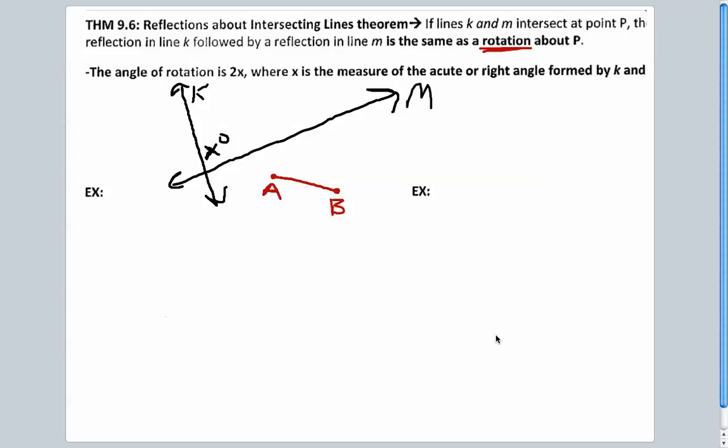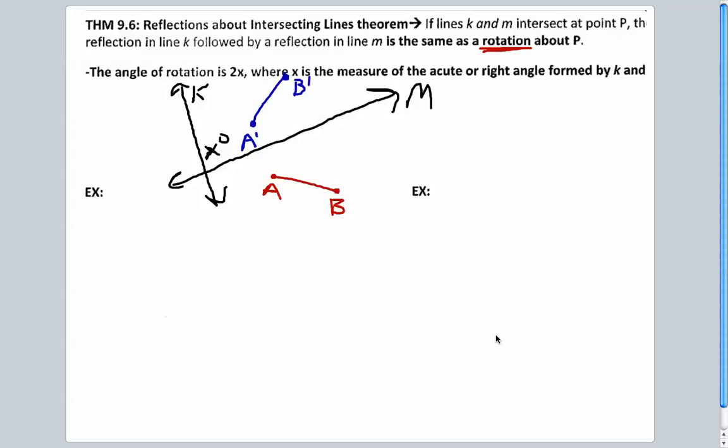So let's flip AB over the line M. All right. So let's do that. That will put A prime at right about here, and that'll put B prime a little bit further up here, right about there-ish. Okay. So that's my first flip.